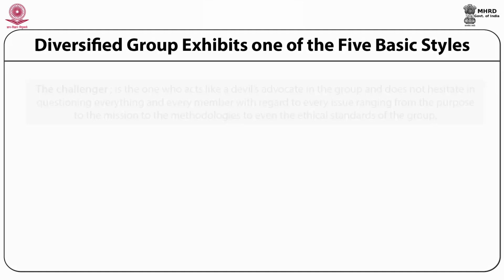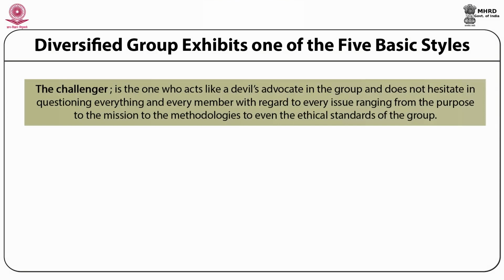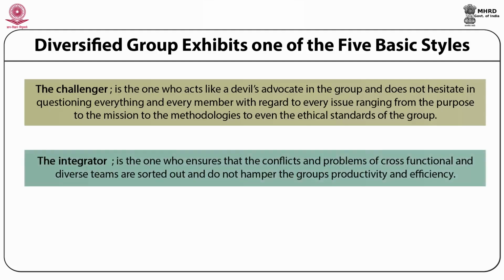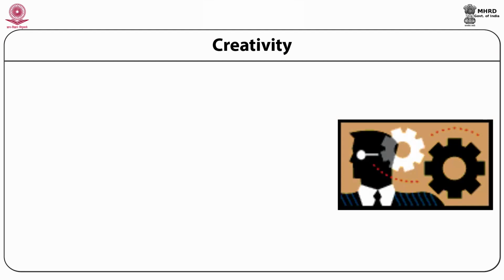of the group members. The challenger, on the other hand, is the one who acts like a devil's advocate in the group and does not hesitate in questioning everything and every member with regard to every issue, ranging from the purpose to the mission to the methodologies to even the ethical standards of the group. On the other hand, the integrator is the one who ensures that the conflicts and problems of cross functional and diverse teams are sorted out and they do not hamper the group's productivity and efficiency. So, the five basic styles of a diversified groups are the contributor, the collaborator, the communicator, the challenger, and the integrator. Now, let's try to understand the importance of creativity in intergroup dynamics.